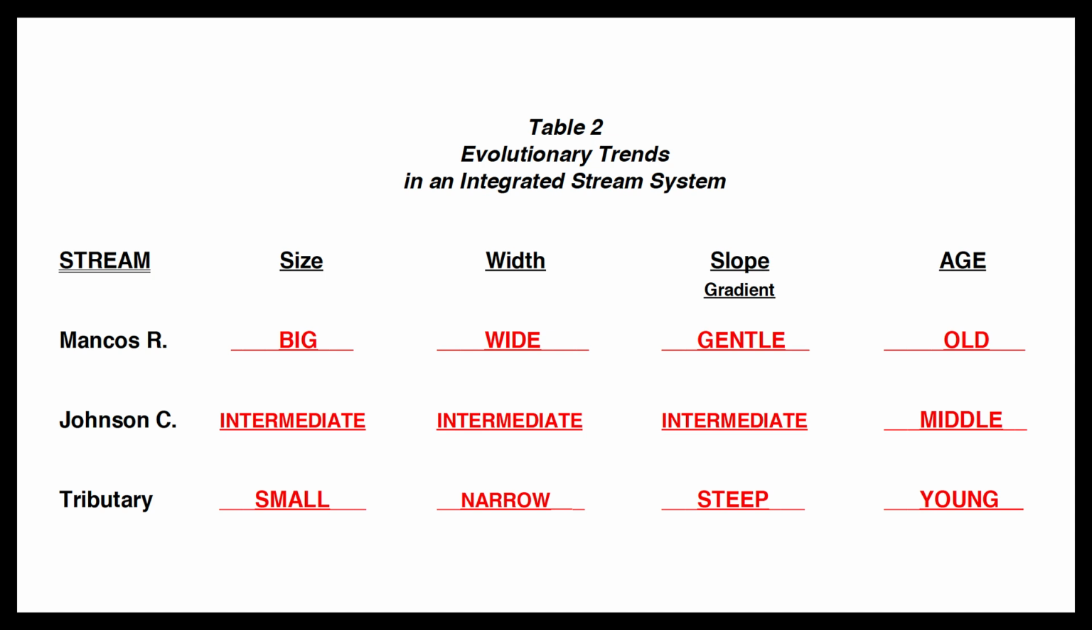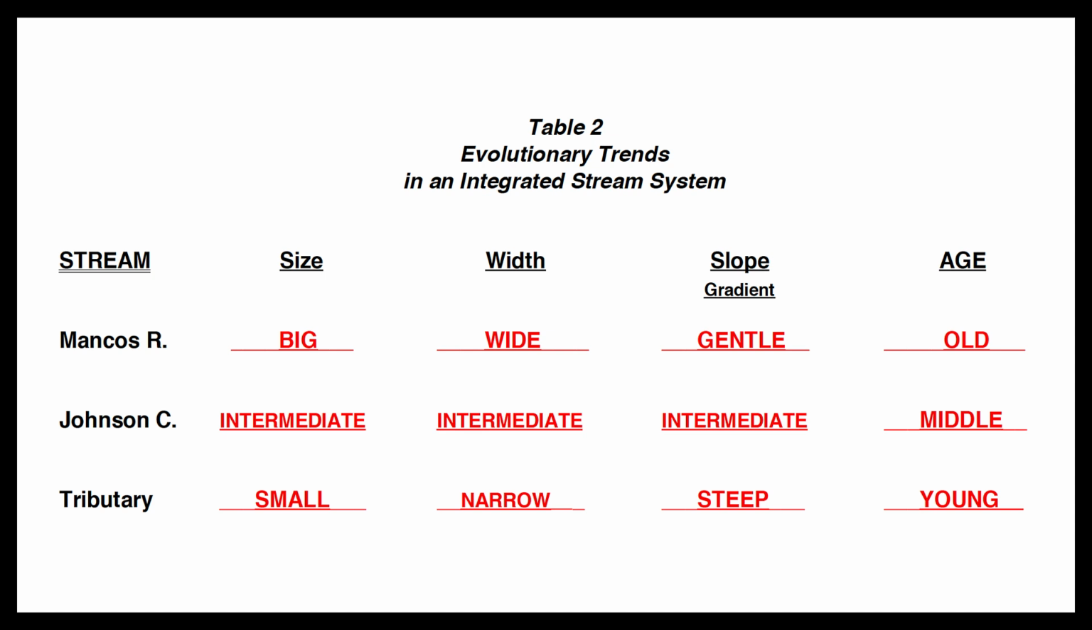So one of the things you're asked to do is to take all these observations and looking at the profiles you constructed and come up with answers to Table 2. And I'm showing you them here, and these are just straightforward observations. The Mancos River, compared to Johnson Canyon, which is a tributary to the Mancos River, and compared to a tributary of the Johnson Canyon, the sizes are very easily observed as the Mancos River is the biggest. Johnson Canyon is intermediate, and the tributary is smaller.